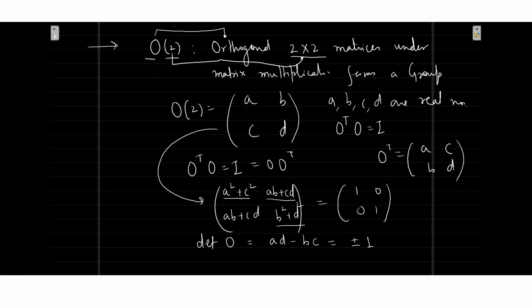I mean, the rows and the columns will also form normalized vectors, along with this determinant equal to plus minus 1. So the set of orthogonal 2 cross 2 matrices under matrix multiplication forms a group. Once people start thinking about it, they can try to figure out what are the physical transformations which are doing it.